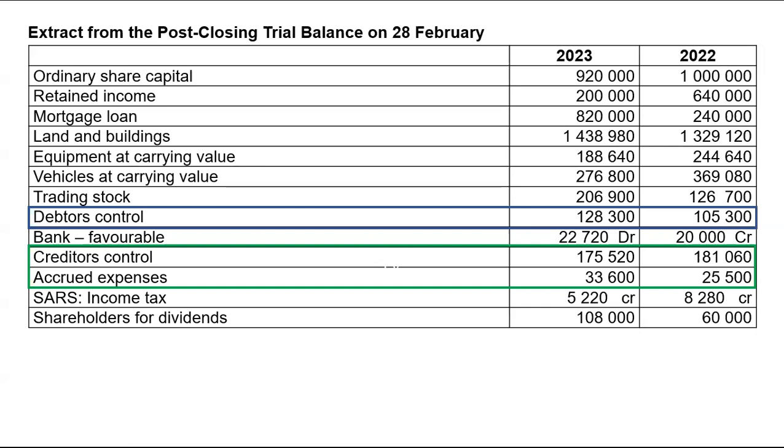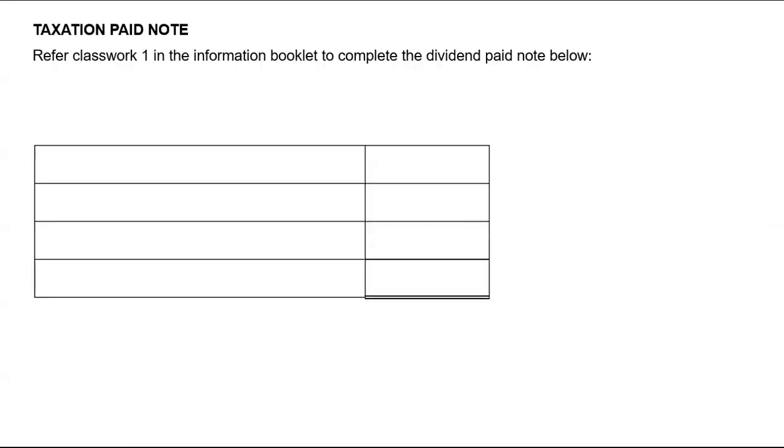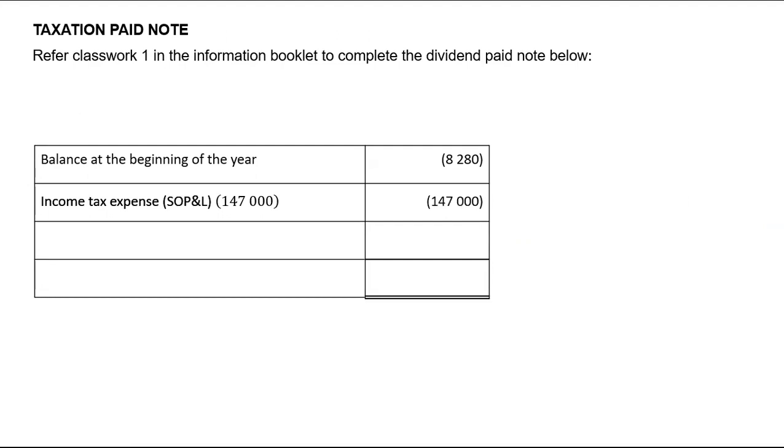The income tax that you saw earlier will be in brackets. We'll start with last year's balance. It must be in brackets because it was in trade and other payables. This year's income tax expense from the statement of profit or loss will be 147,000, put in brackets. And this year's SARS income tax was also entered in other payables, but it will only be paid next year, so we show it without brackets for the current year. Your taxation paid in total will be 150,060.